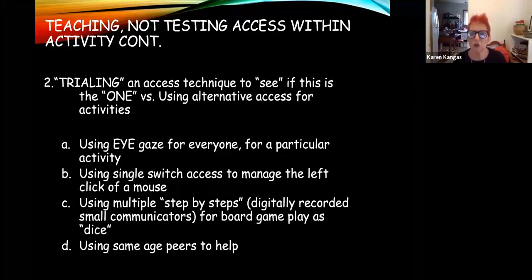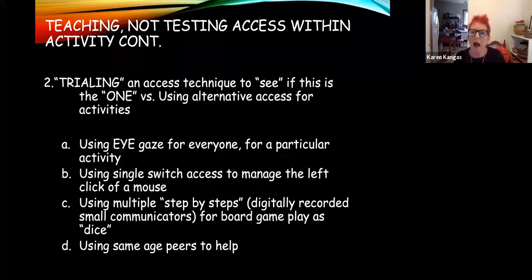That's not true of children. Our children need experience to manage different things. So I want to say, we need to be using access techniques very purposefully throughout the day during activities in our classroom. We need to also then identify that we're going to use a specific kind of access technique for a particular activity.